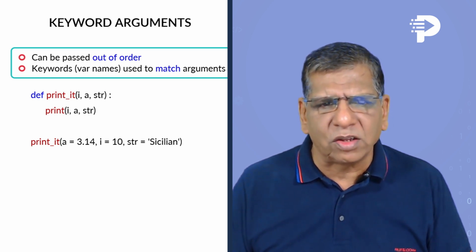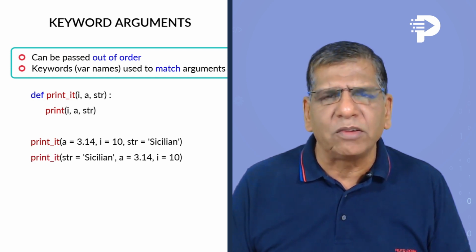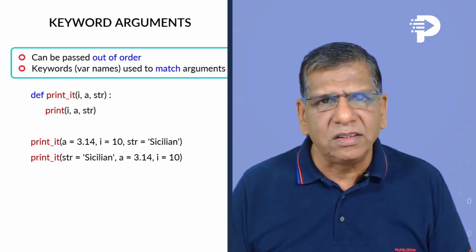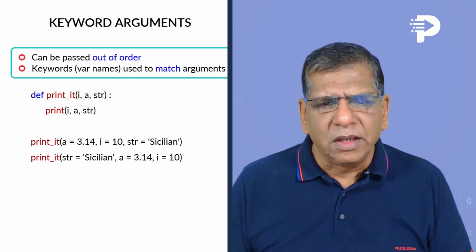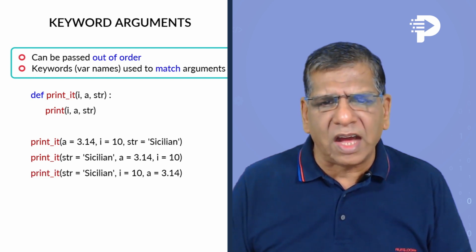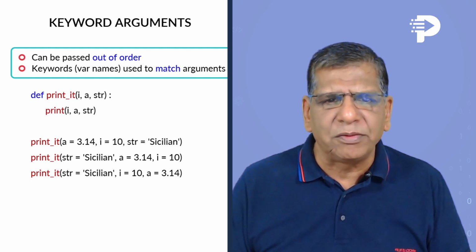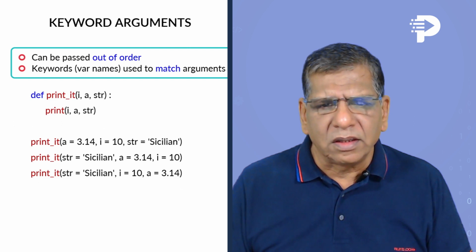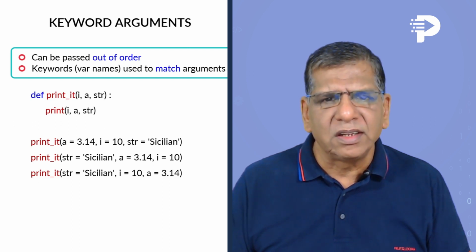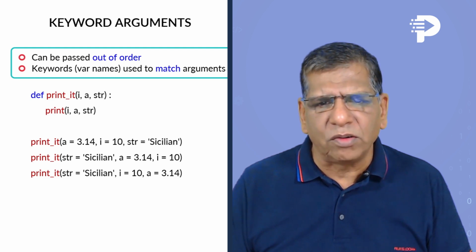Similarly, I may alter the order and say str equal to Sicilian, A equal to 3.14 and I equal to 10. This call is equally okay. If I say str equal to Sicilian, I equal to 10 and A equal to 3.14, this should equally be fine. Would it be? Str equal to Sicilian, I equal to 10, A equal to 3.14.